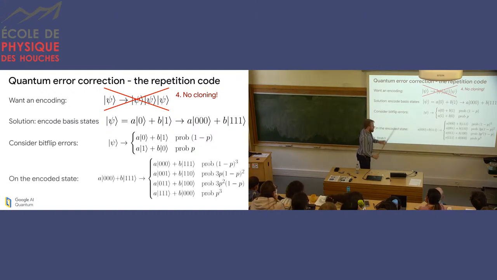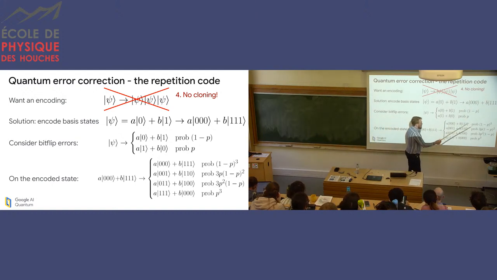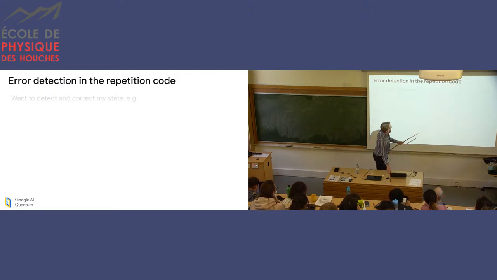Now, for the encoded state, exactly the same thing occurs, like on the previous slide. With probability (1 minus p) cubed, I stay in exactly the same state. And again, with probability 3p times (1 minus p) squared, I go to 001 plus 110, or some permutation of these qubits, okay? That's nice and simple. So at least the errors in this case work exactly the same as for the initial case.